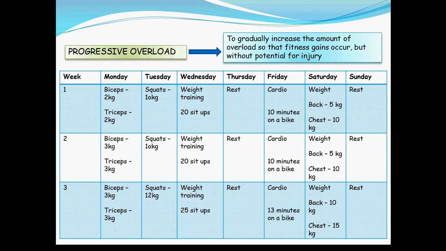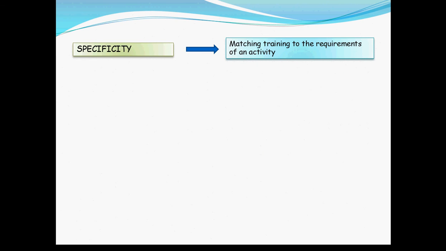The next one is called progressive overload. Now, progressive overload means gradually increasing the amount of overload to gain fitness without risk of injury, and that's really important. Gradually increasing the overload so that fitness gains occur, but without risking injury.